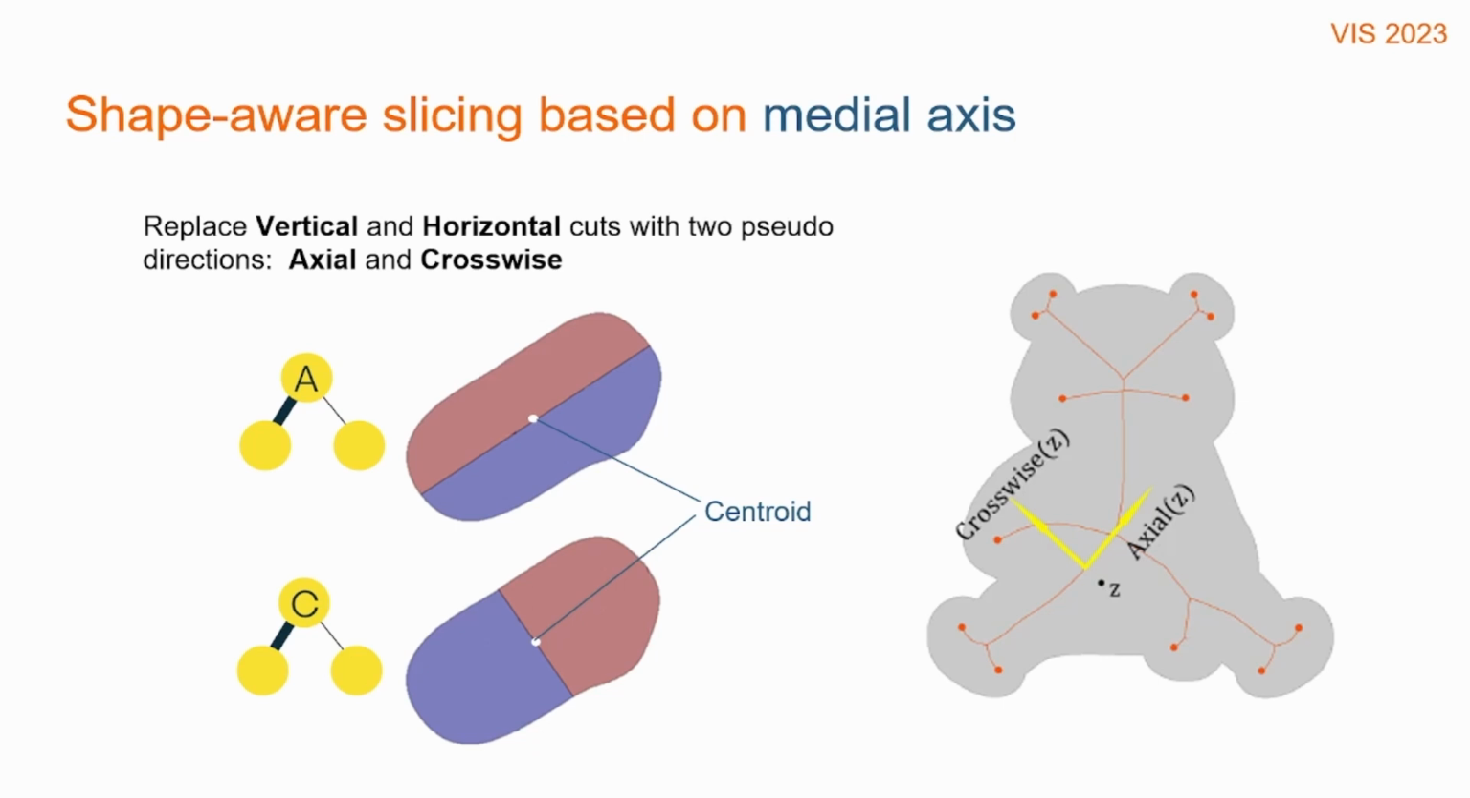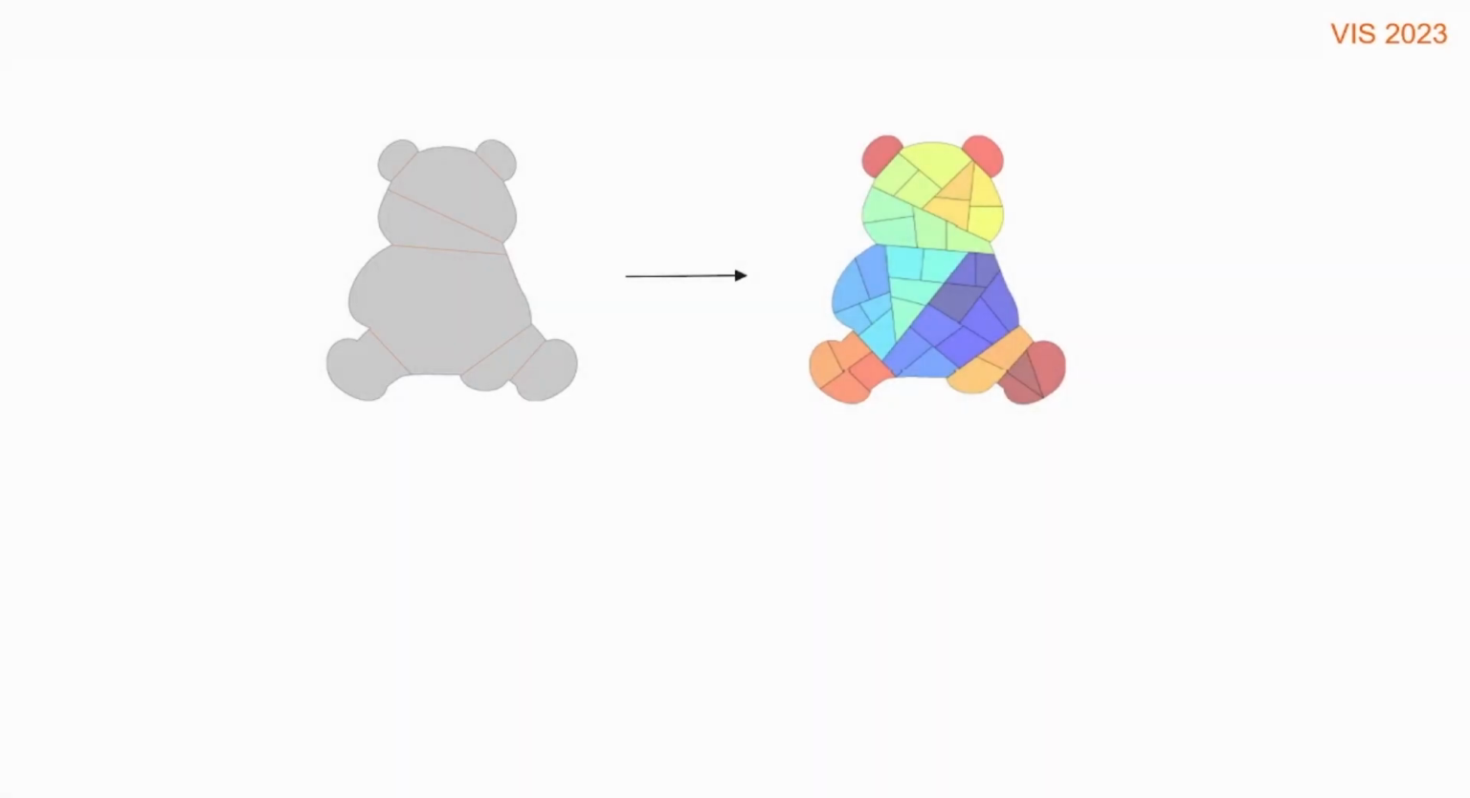We define the axial direction as the direction parallel to the medial axis and the crosswise direction as the direction perpendicular to the medial axis. We cut a patch in half by drawing a line through its centroid in either of these two directions. Since the slicing tree is a recursive data structure, it suffices to discuss one recursive step. Using these simple rules, we can achieve pretty good slicing quality as shown above.